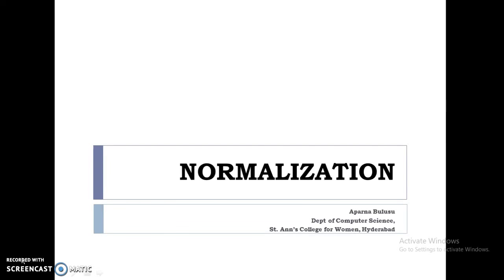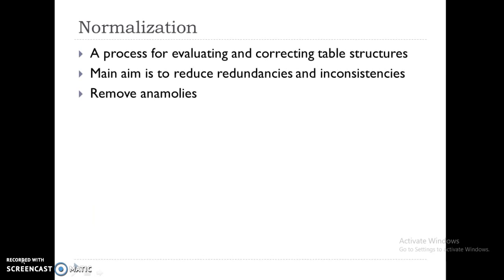In this video, we'll learn about the process of normalization in database management systems. Normalization is a process that is used to evaluate and correct table structures. That is, we are going to try and understand if there are any problems that occur with the structure that we already have within our database, and then we try to apply a certain set of rules so that we can get rid of redundancies and inconsistencies.